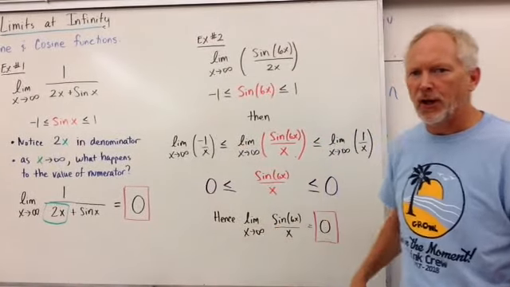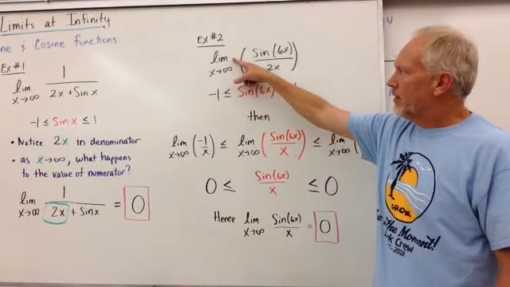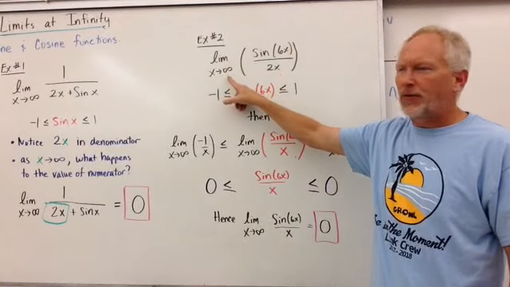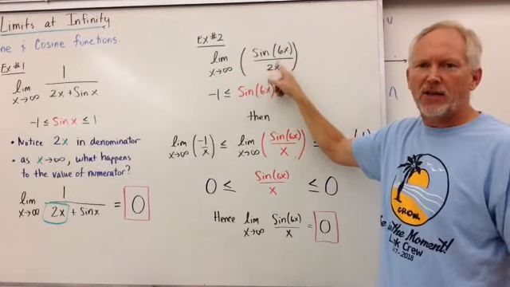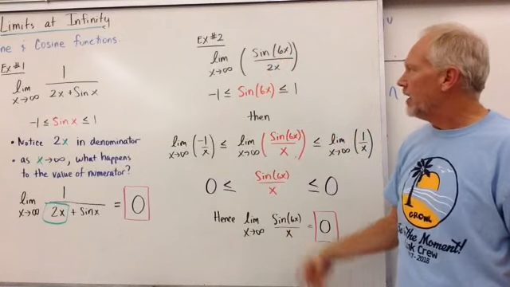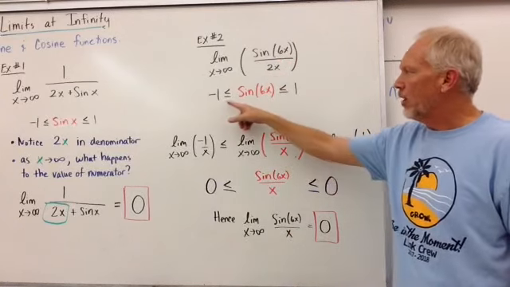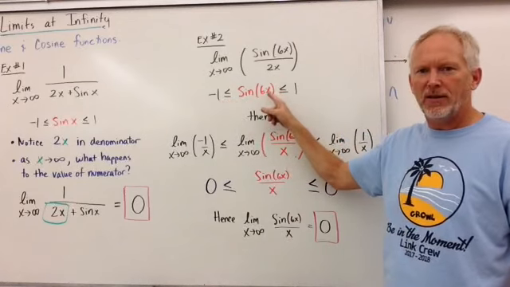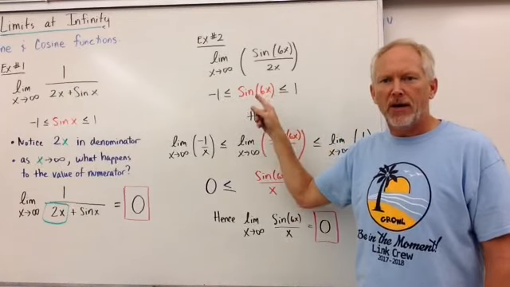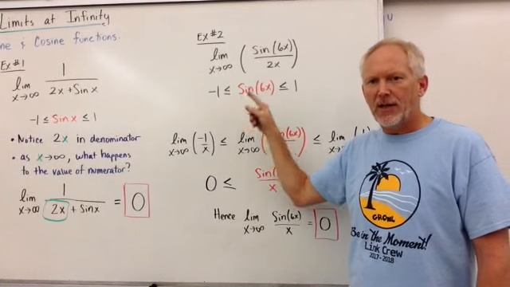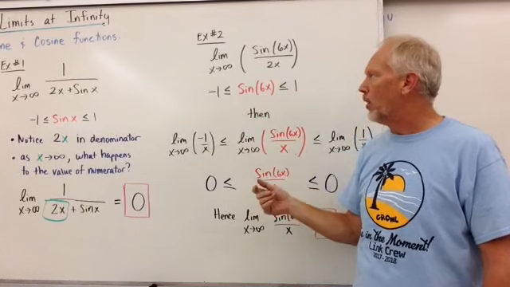Example number 2. Here we have the limit as x goes to infinity of sine of 6x over 2x. Again, we have a 2x in the denominator, and we notice that sine of 6x, this multiple of a rotation, is still going to be bound by -1 and 1.